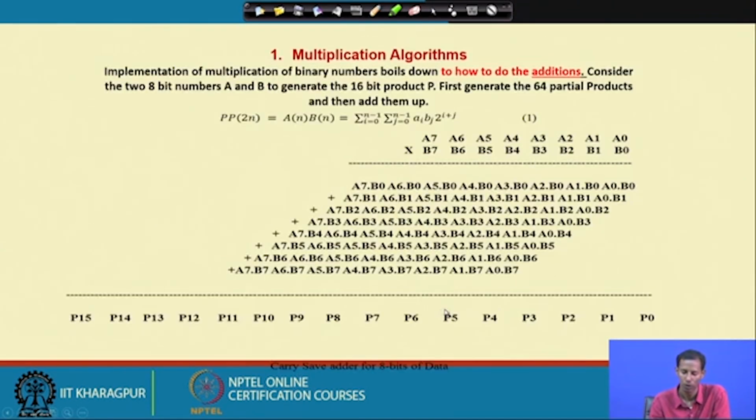So, if I consider this, it says that the implementation of multiplication of binary numbers boils down to how to do the additions. Here if I consider A of 2 bits and B of 2 bits, that means 8 bit at that time the multiplication operation will be something like this. So, 8 plus 8 means what? In total the product will be 16 bit.